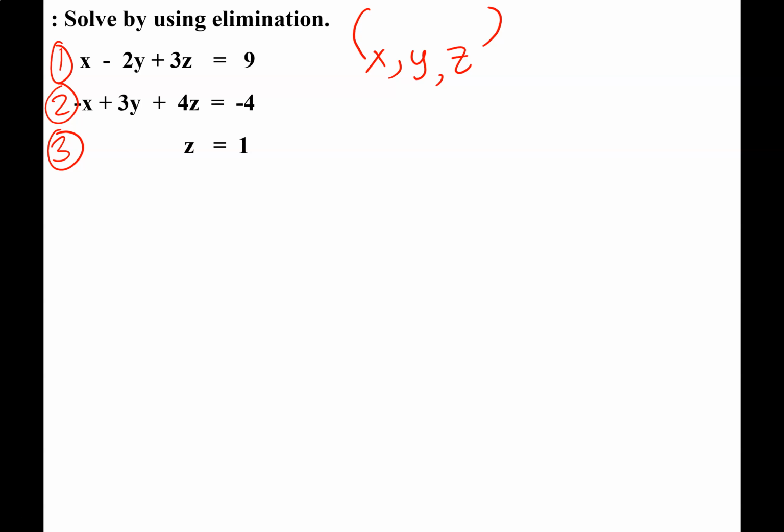Okay. I notice here with equation 3, it says z is equal to 1. So guess what? I don't need to do any work here. I could go ahead and put that in there, right there. At this point, I'm able to substitute in afterwards. But right now, I need to determine what I want to get rid of. So I'm going to start playing with equations 1 and 2. I'm going to rewrite equation 1.